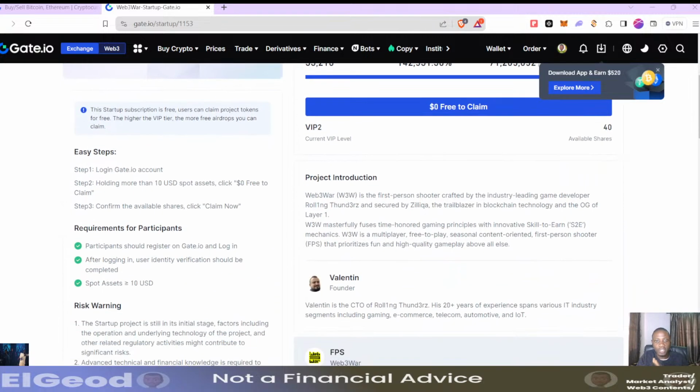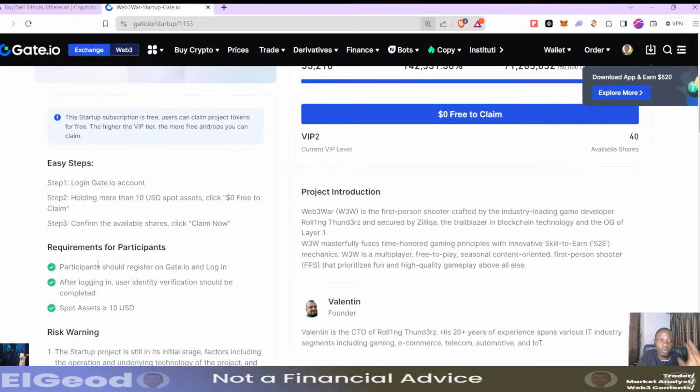And so I will introduce you to the projects, and I'll talk so much about that when we come there. But one thing that makes you qualify for airdrop is what I'm going to be making you see now. These are the requirements for participants to get the airdrop of web3war. The native token, or the token ticker of web3war's token is FPS. I would be talking about that when we come there.